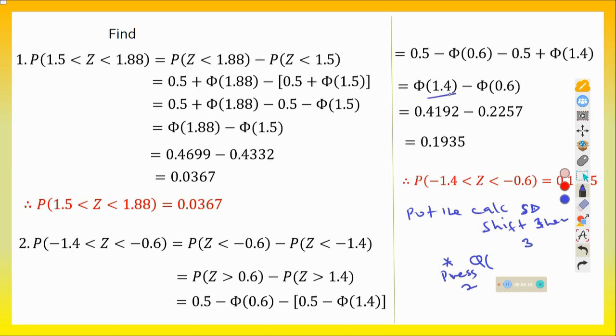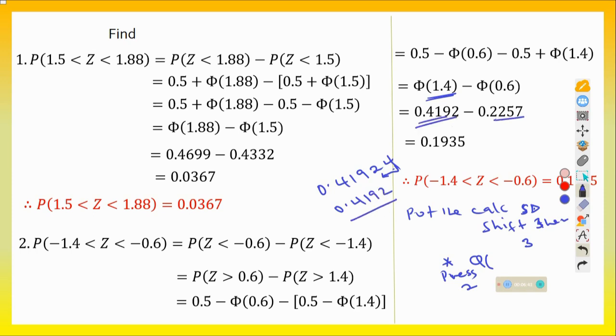So the Q is the table reading. So press 1.4 and you will get your answer from the calculator as 0.41924. So you express this to 4 decimal places. So this will remain 0.4192, which is this value.